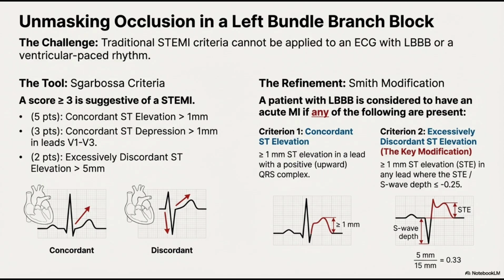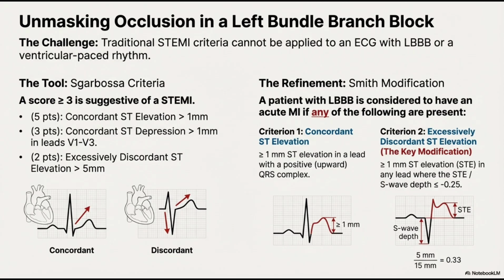Exactly. You get 5 points for concordant ST elevation of at least 1 millimeter. That means the ST segment goes up when the QRS is positive. This is highly specific for an acute occlusion. It just overrides the LBBB pattern. It does. You get 3 points for concordant ST depression of at least a millimeter in V1 to V3, which suggests a major posterior event.